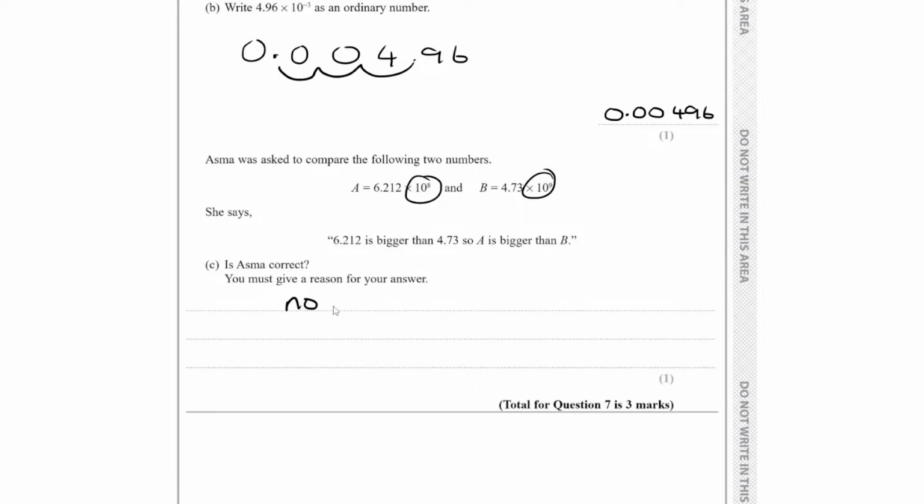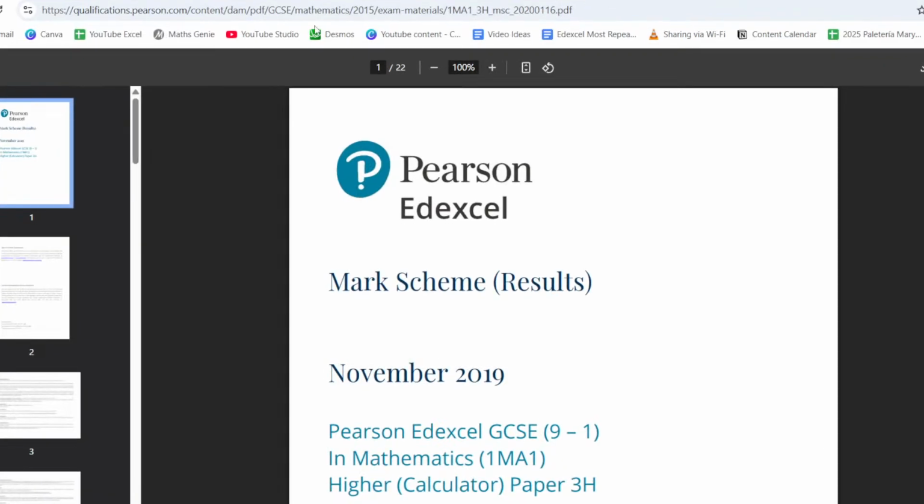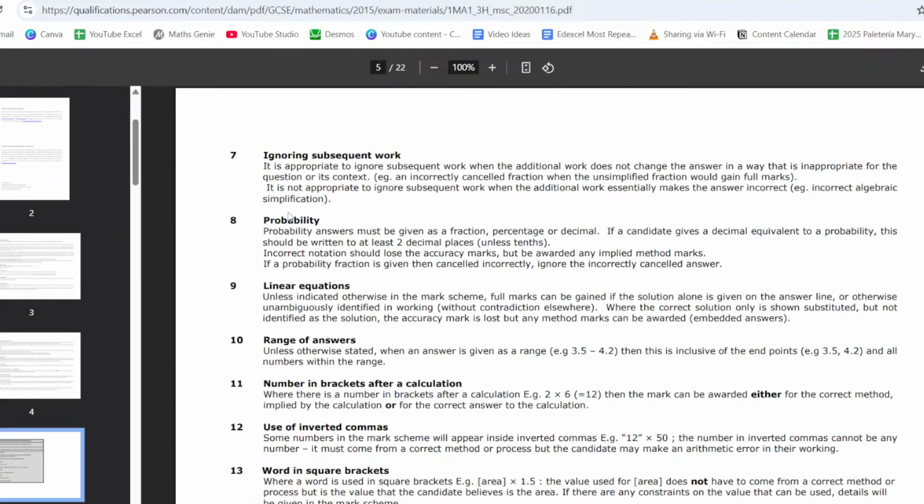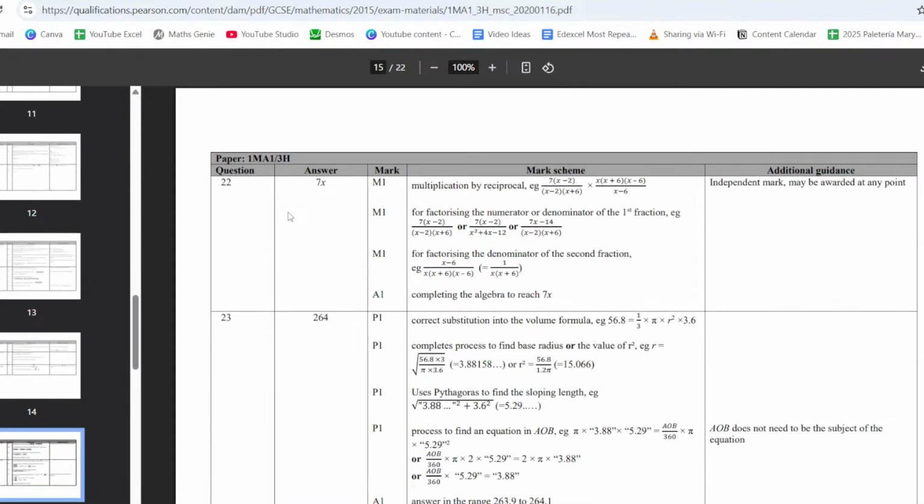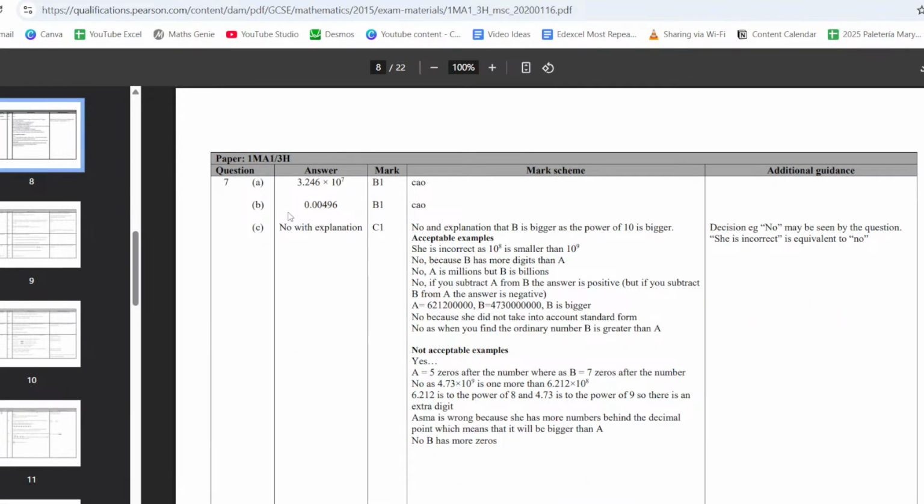So you've got to say something about that. Obviously, they've got loads of possible answers, but I would say no. Something like 10 to the power of 9 is bigger than 10 to the power of 8, or something about the powers. There were loads of answers, actually. Let me show you what we've got as examples. What question was this? Set 7. I'll just show you the examples here. Look, loads of acceptable answers. So obviously you have to say no, but this is one of the acceptable explanations.